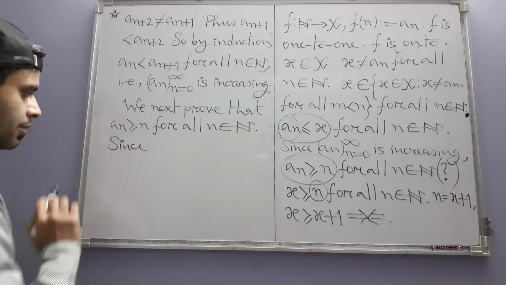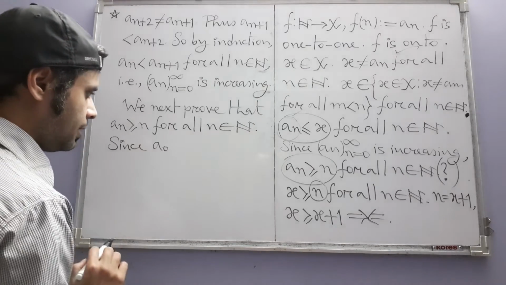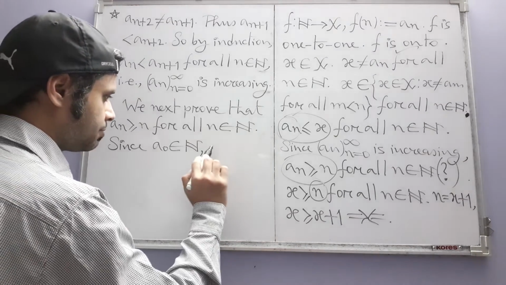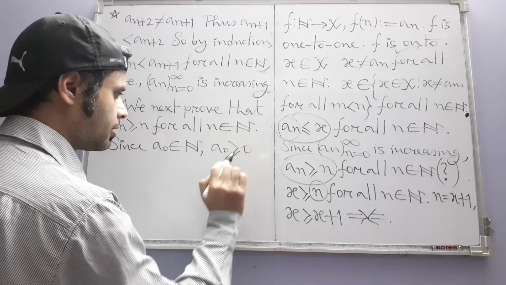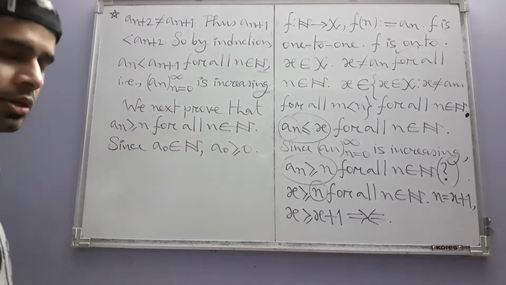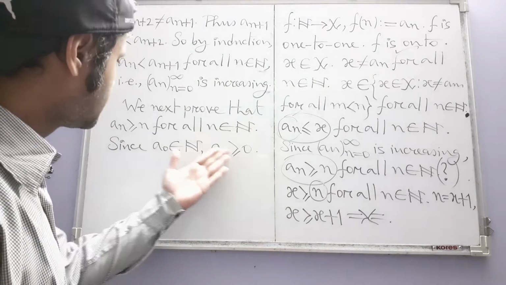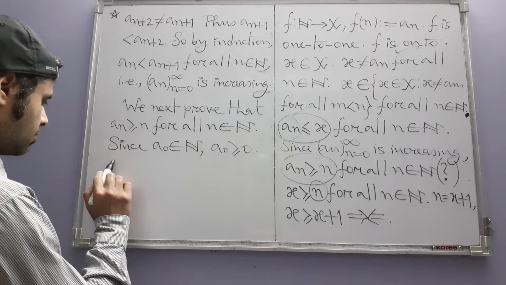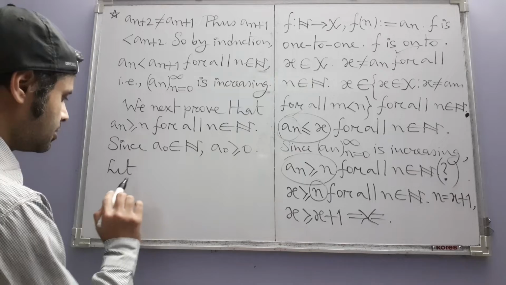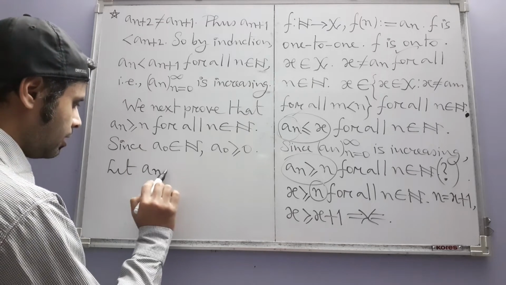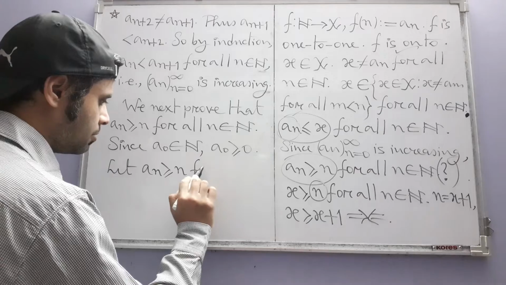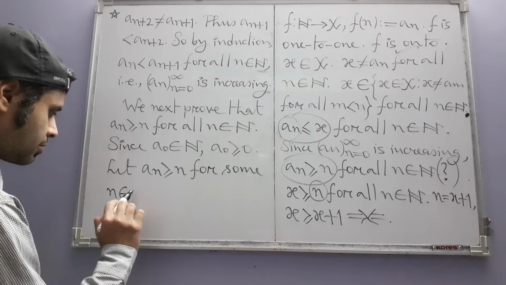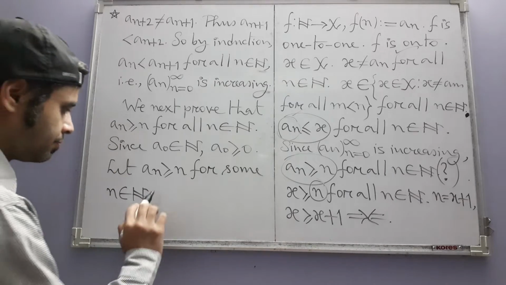So we start with the basis. Since a naught is after all a natural number, a naught is greater than or equal to 0, because 0 is the smallest natural number. So this is precisely what we want to prove when n is 0. Let, this is our induction hypothesis next, let an be greater than or equal to n for some arbitrary but fixed natural number n.